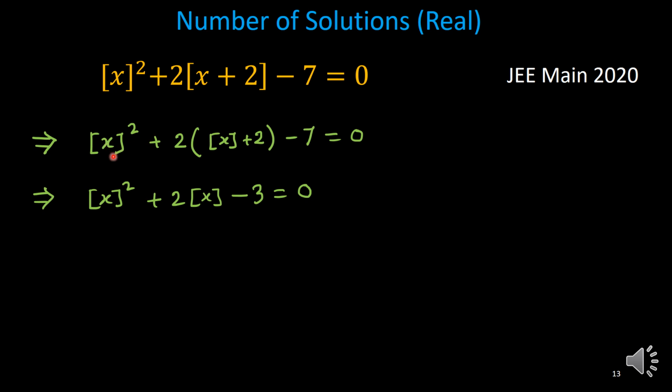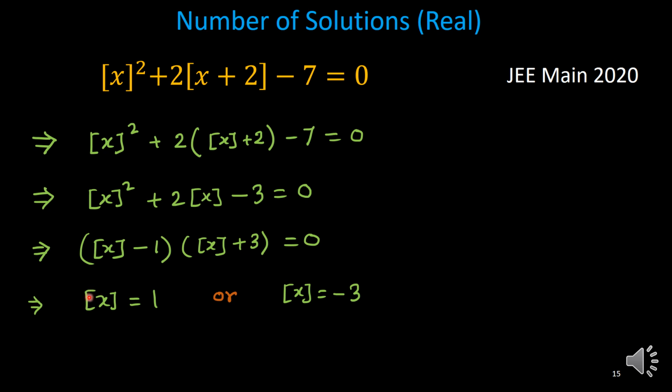The square is fine. This is 2 and 2 is 4. 4 minus 7 is minus 3 here. It is 2 times the greatest integer value of x. Now we can find the factors of this equation. Easily we can find the factors. One factor will be this one, another factor will be this one. This is plus, this is minus, because the sign given here is plus. Now what are the solutions of this equation? The greatest integer value of x could be 1, or the greatest integer value of x could be minus 3.